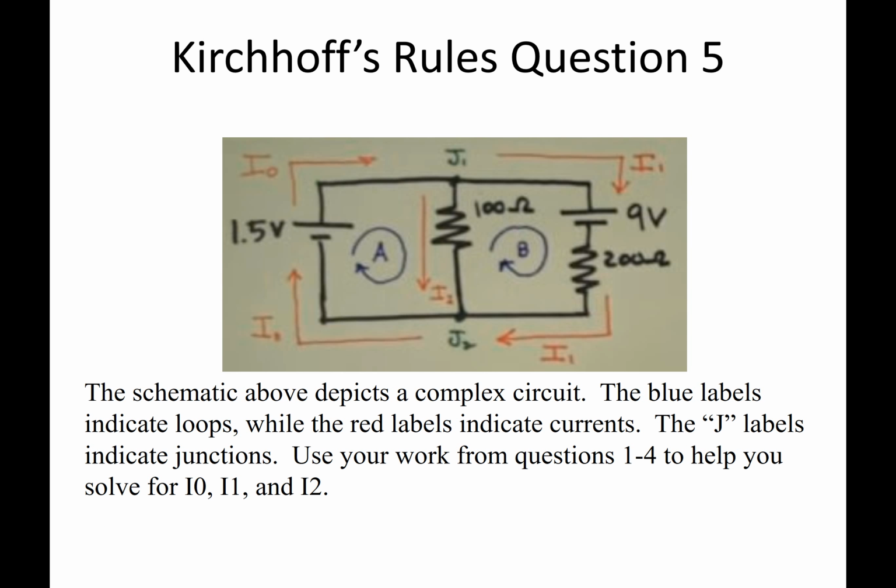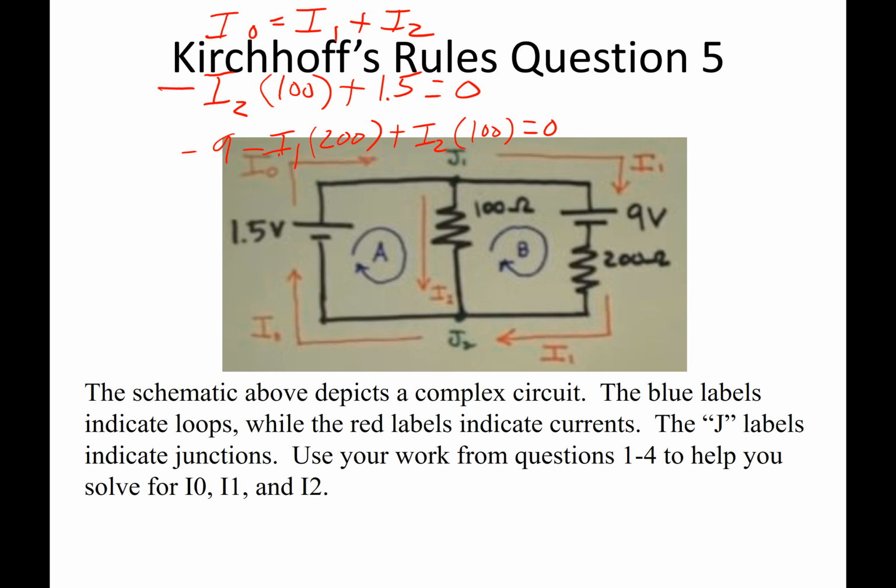All right, finally, use our work from questions 1 through 4 to help solve for I0, I1, and I2. So I've written down at the top of the screen our 3 equations that we derived in the previous problem. Up here we have our junction rule. Here are the potential differences for loop A and for loop B. Now let's drop the units just to make the algebra a little bit easier.